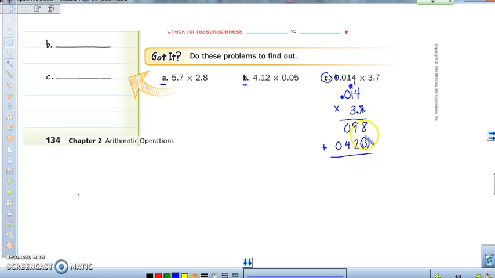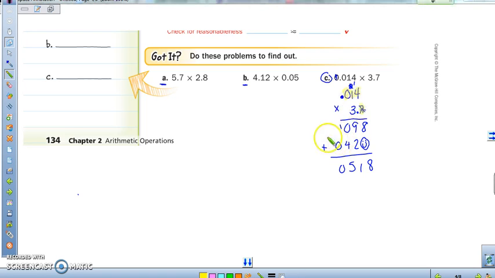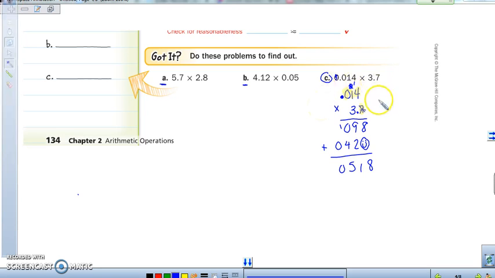Okay, now let's add. So 8 and 0 is 8. 9 and 2 is 11. 0 and 4 is 4, plus 1 more is 5, and 0. Now let's count how many numbers are after the decimal point. And if you have a highlighter, I would love for you to highlight. 1, 2, 3, 4. So we're going to move how many spots? 4 spots.